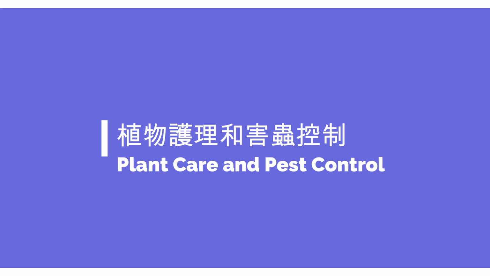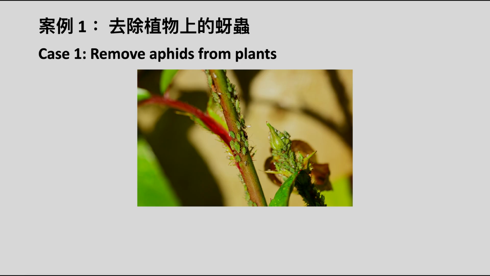Plant care and pest control. Case 1. Remove aphids from plants. One man who learned Barun Maek asked me to remove aphids in his garden. I asked him where the aphids were because there were some different energy types of aphids. Aphids' energy type would depend on what kind of vegetation they are on. He answered that the aphids were on a plum tree.